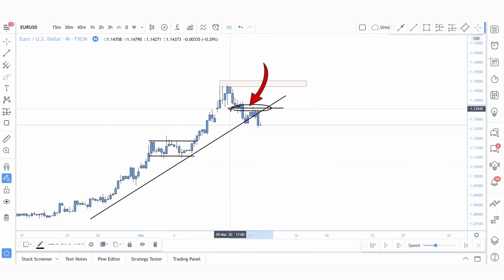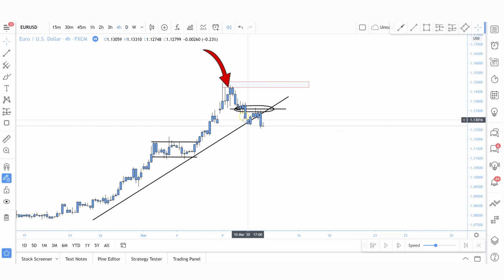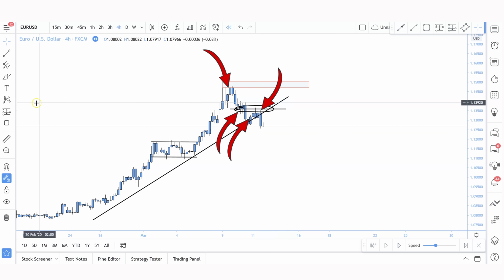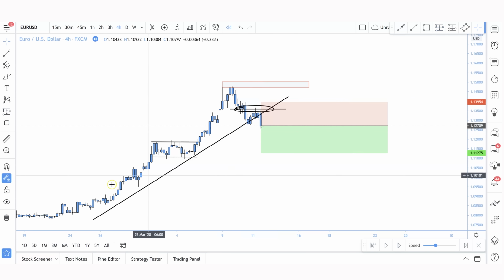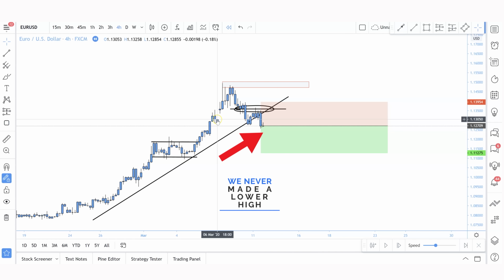We can see that we're now starting to form a different kind of structure. Here we have the structural higher high, the higher low, the break below this structure, and now the retest of this level. And this is a very good sign that the market is potentially reversing. Because notice, on the way up here with this uptrend, we never made a lower high.